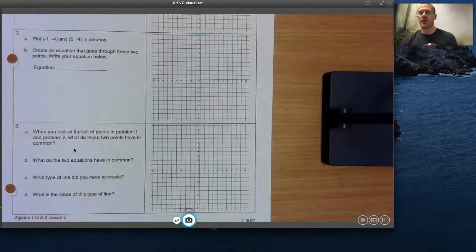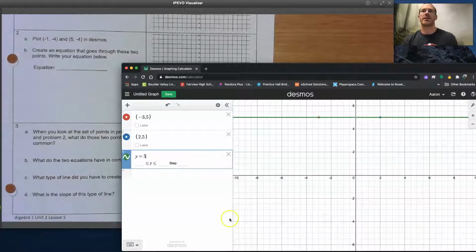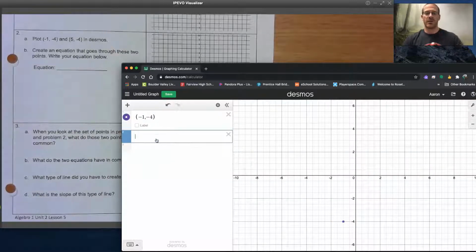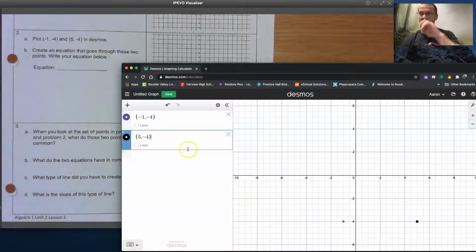Okay, so let's pull Desmos back up here real quick. All right, so there it is. Now I'm just going to click these out. I'm going to plot -1, -4. I can see that's down here, it's in purple. I can do 5, -4. I can see it's there in black.